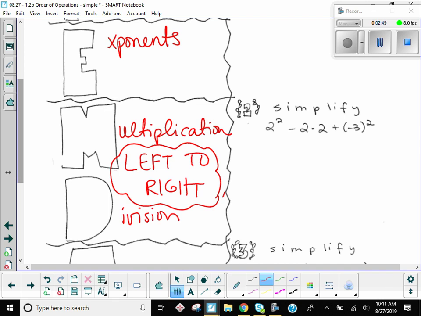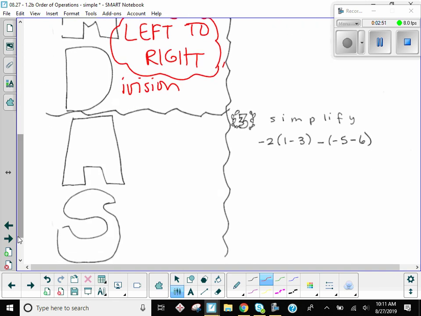And then same thing for this last part. The A and the S are together because you do all the addition and subtraction at the same time from left to right.